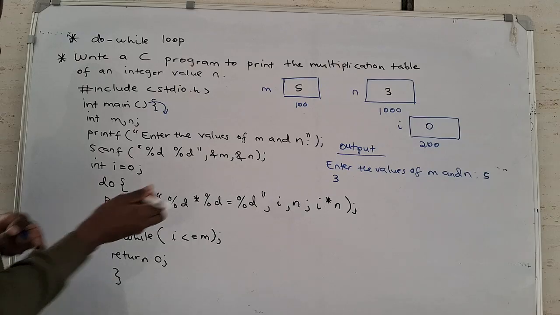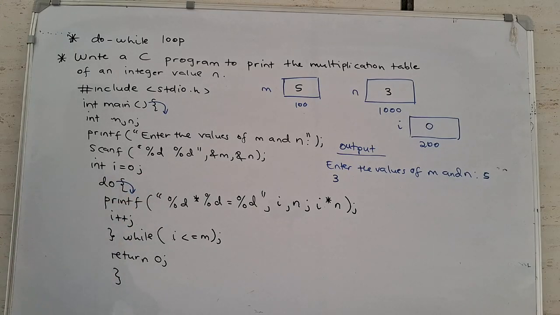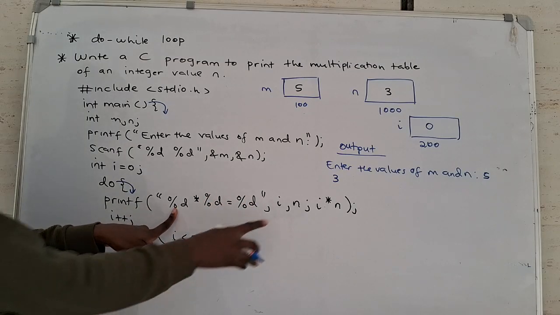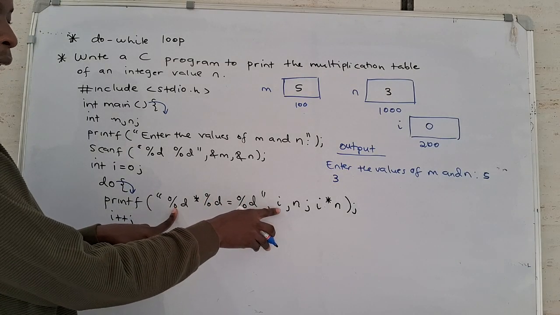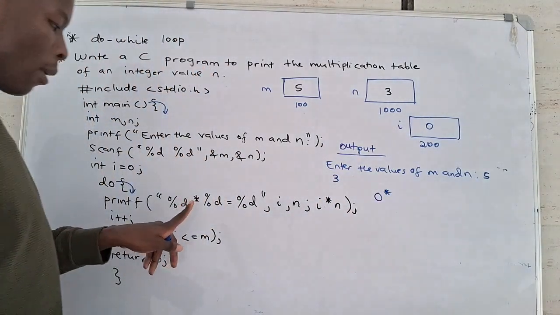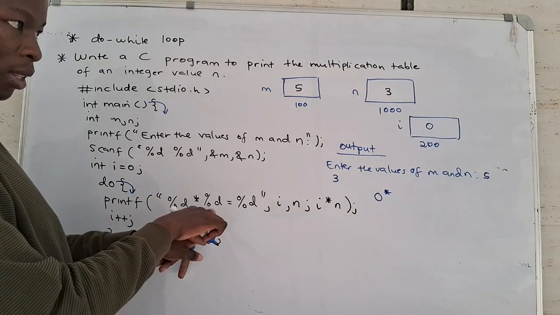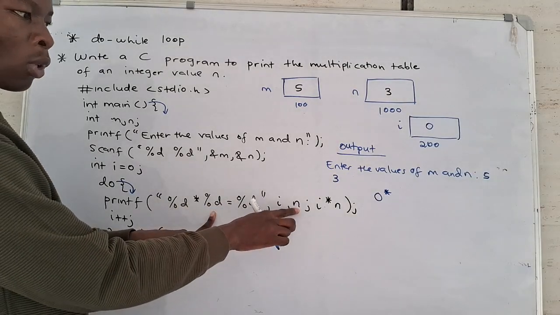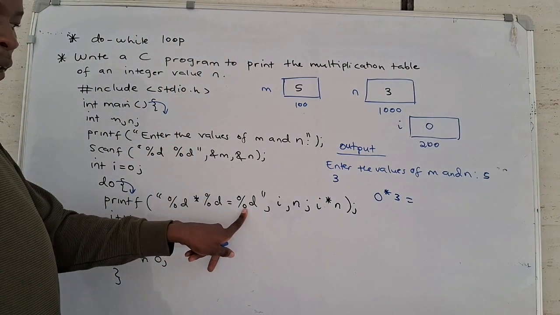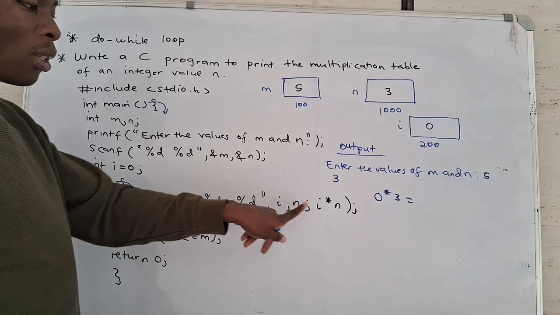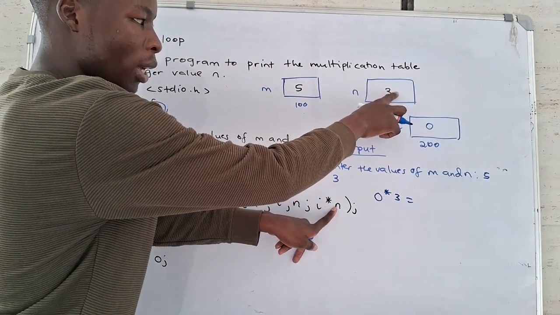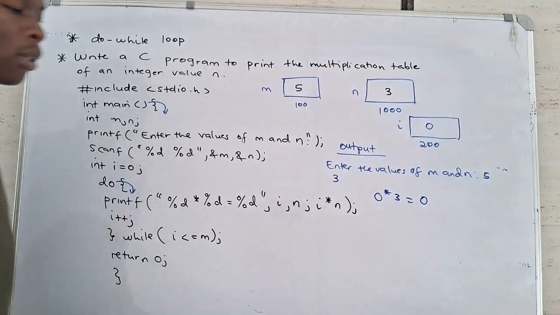So the compiler is going to enter into the do while loop. Percentage d into percentage d is equal to percentage d. The first percentage d is the value stored in i, which is 0. The second percentage d is the value stored in n, which is 3. This last percentage d is the value stored in i, which is 0, into the value stored in n, which is 3. So the answer is 0.